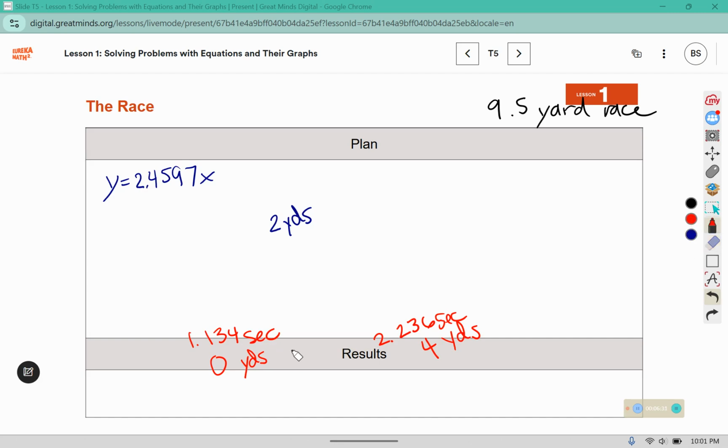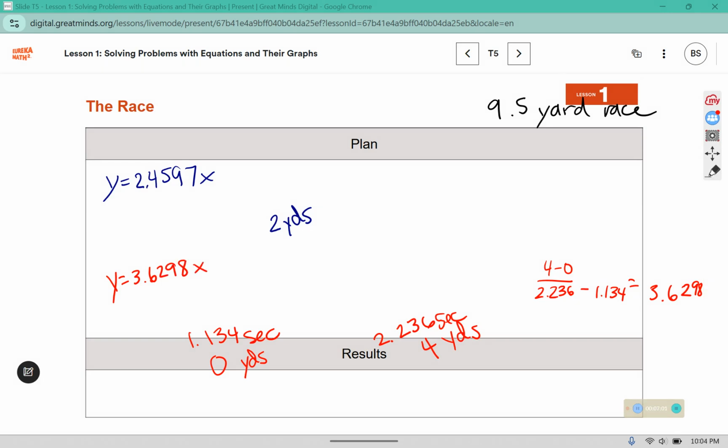For the other car, 4 minus 0 divided by 2.236 minus 1.134 will give us the slope of the second, which is approximately 3.6298. But it was also behind by 1.134 seconds.